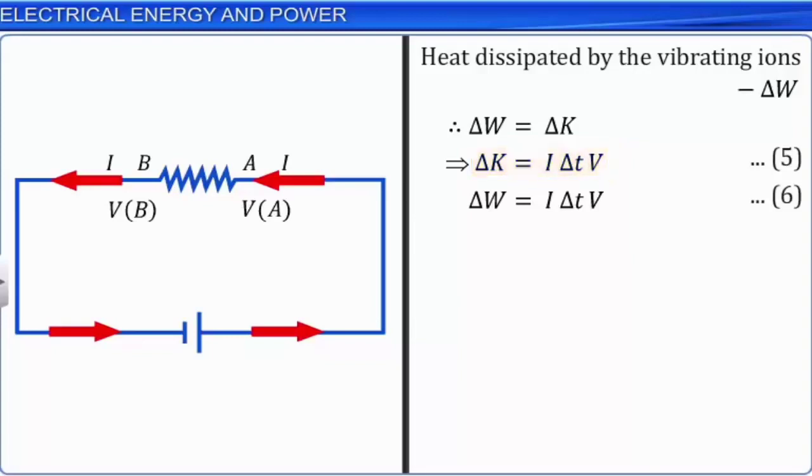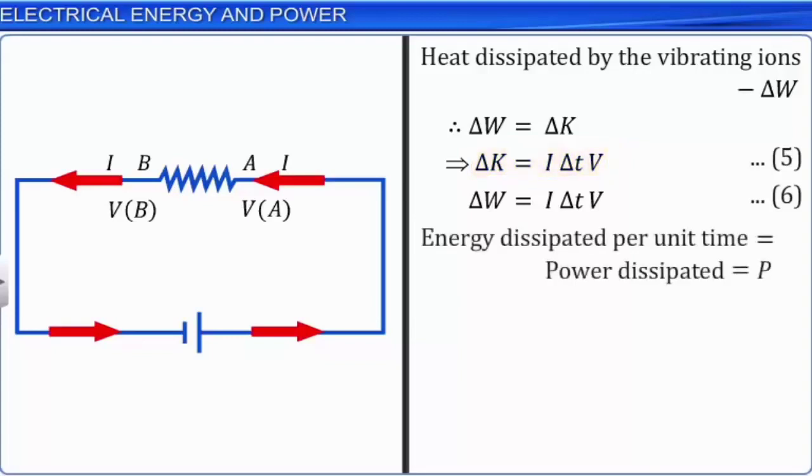The energy dissipated per unit time is termed the power dissipated and is represented by P. Therefore, we can write P is equal to delta W by delta T. Substituting the value of delta W from equation 6 in the above equation, we get P is equal to I delta T V by delta T. On further simplifying, we get P is equal to IV. Let this be equation 7.